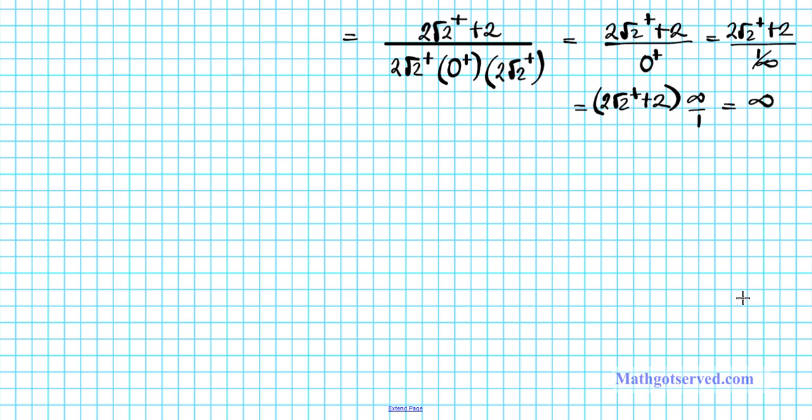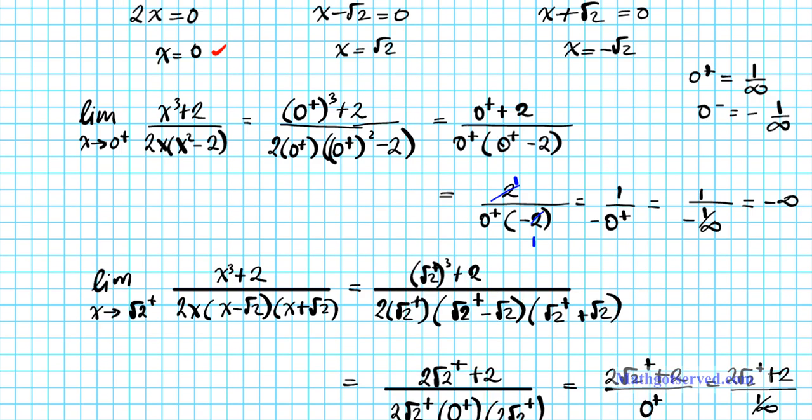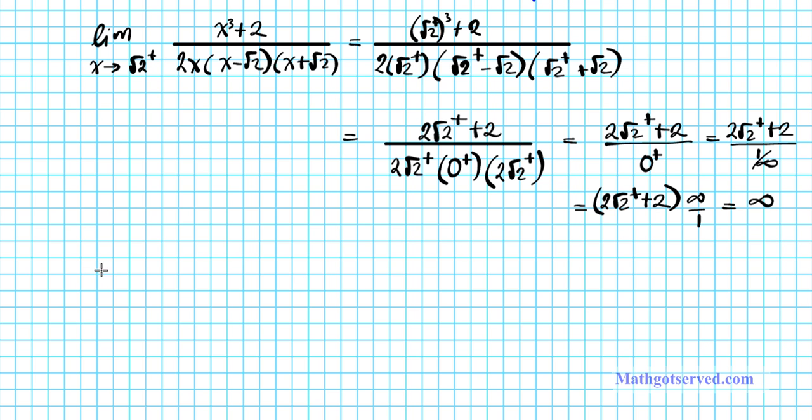Alright, next we have to approach the next answer we got, which is negative root 2 from any direction. How about we approach it from the right direction also? Okay, so limit as x approaches negative root 2 from the right, okay, of the same function, x to the third plus 2 divided by 2x times x minus root 2 times x plus root 2.